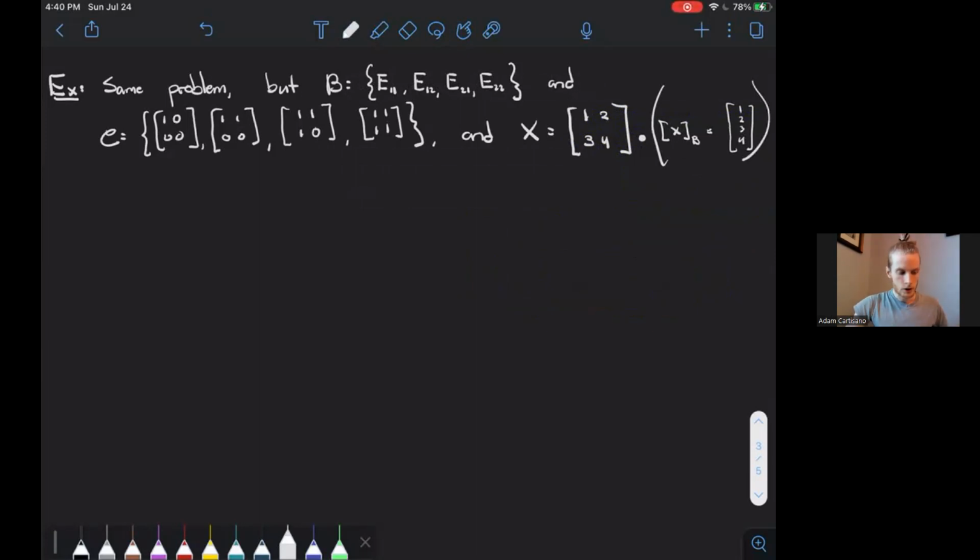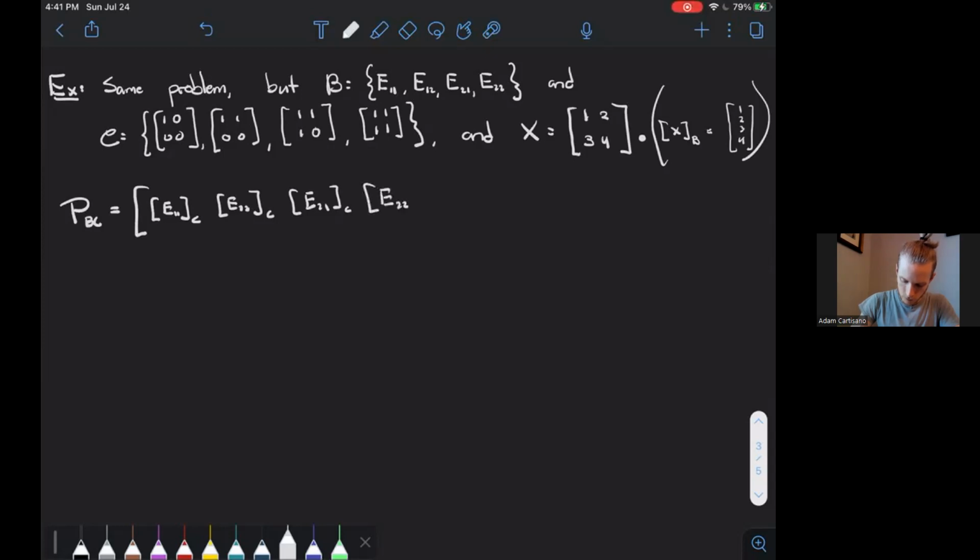Once again, what we have to do, by the same strategy, right, not quite the same strategy. This time, let's try to just go straight to P_BC. That's the matrix whose columns are E11 written with respect to C, E12 written with respect to C, E21 with respect to C, and E22 with respect to C.